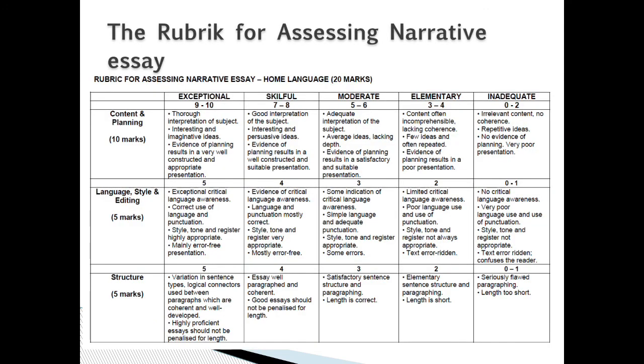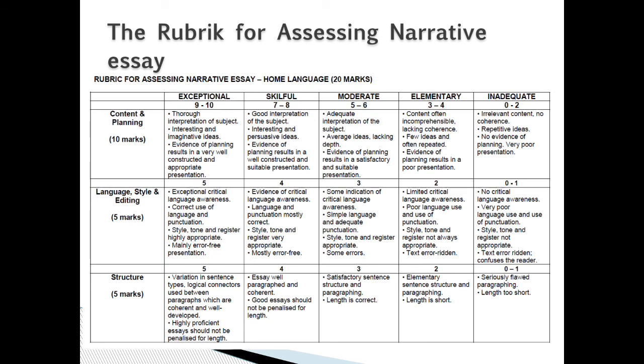It is very important to know what your teacher will be looking at when they are marking an essay. They look at content and planning, language, style and editing, and structure. If you want to be exceptional, you need for your content and planning to have a thorough interpretation of the subject, interesting and imaginative ideas. There needs to be evidence of planning results in a very well constructed and appropriate presentation.